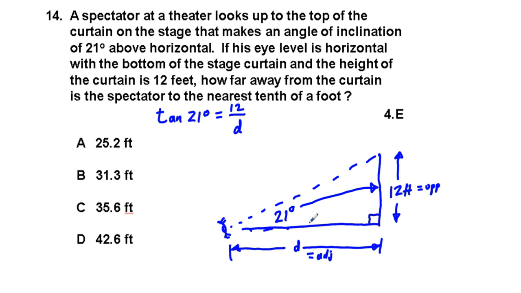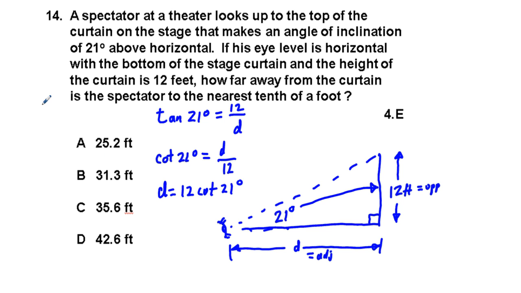Now, one thing we can do is use cotangent, because the cotangent of 21 degrees is the reciprocal of tangent. So we can rewrite this as D over 12. Cross multiplying the 12, D is equal to 12 cotangent 21 degrees.